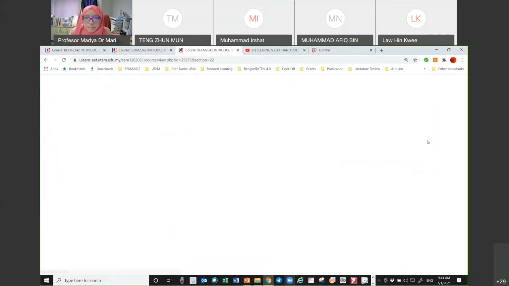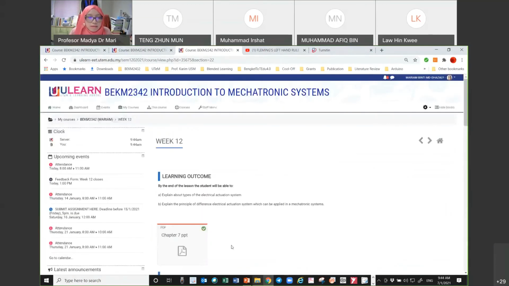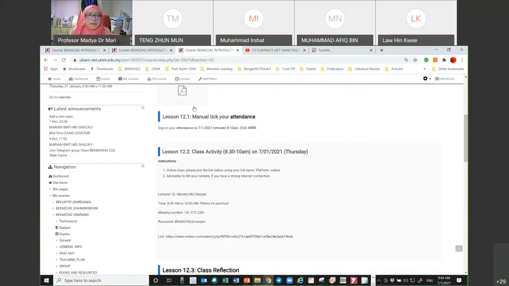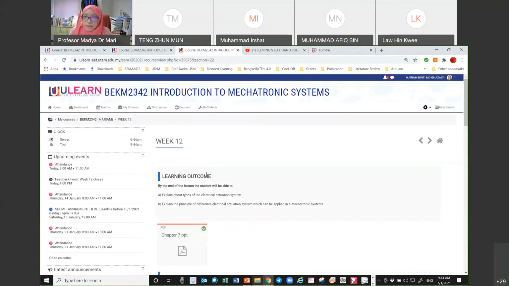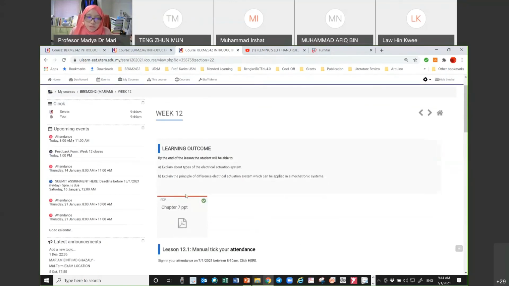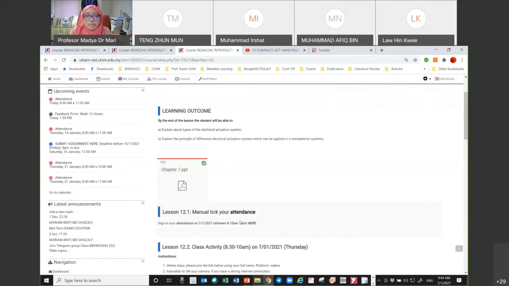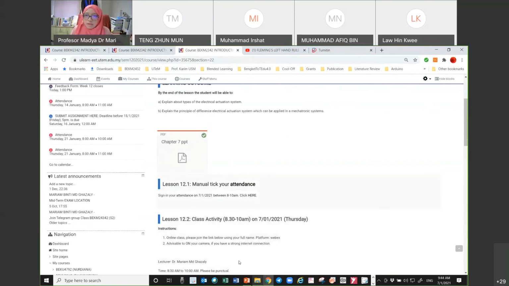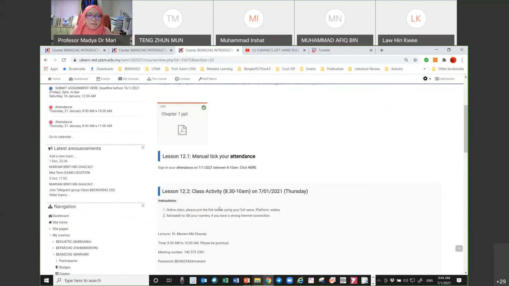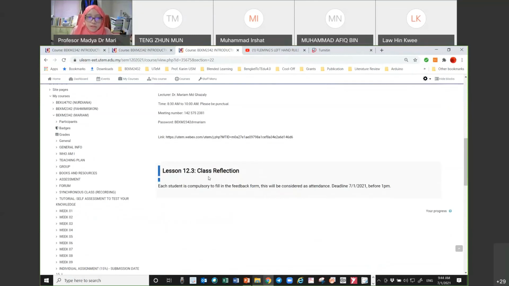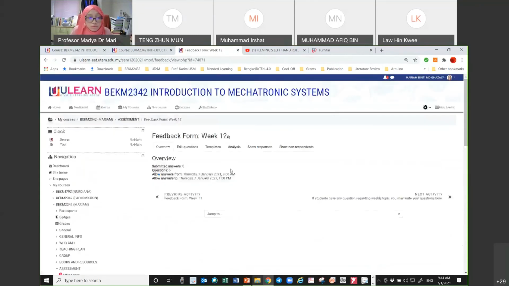Remember guys and girls, if you learn the app, it's very straightforward. You have the instruction to mark attendance. Make sure you do it before 8, since class starts at 8:30. Don't waste time waiting until after class. Click it now, then you have the class activity, and then you have the reflection. So this is the reflection that you need to do.